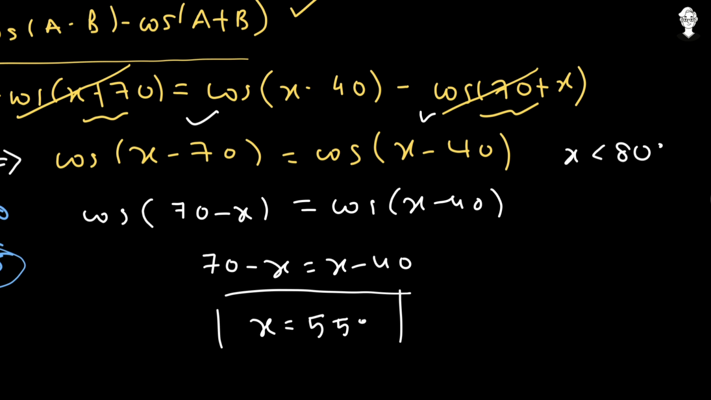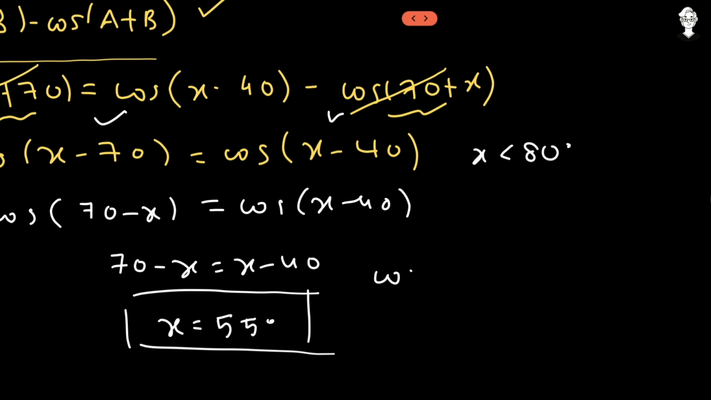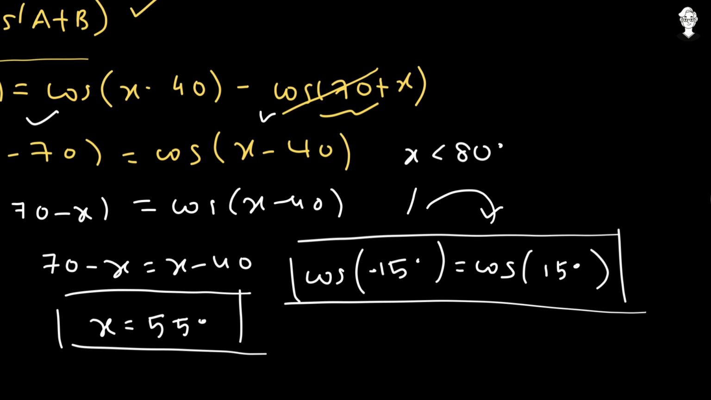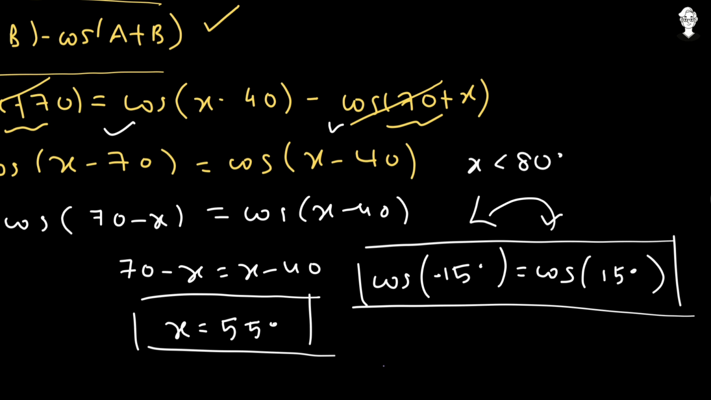Now let us see if this x value makes the equation correct or not. So cos of (55 minus 70) is going to be negative 15 degree, and it equals cos of (55 minus 40), that is 15 degree. And this is actually the identity that cos of negative theta is cos of that theta only. This means x equals 55 is the answer that we were looking for. So this was my way to solve this particular question.